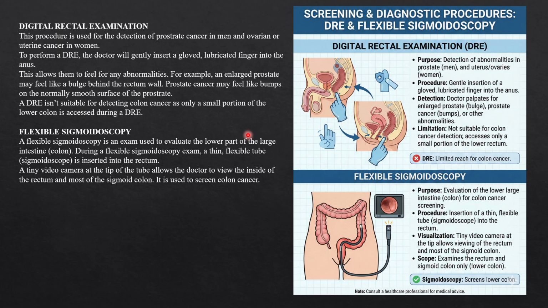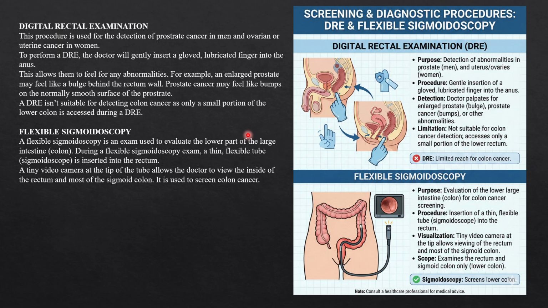So to perform this, the doctor will gently insert the gloved, lubricated finger into the anus, and this allows them to feel for any abnormalities. For example, an enlarged prostate may feel bulged behind the rectum wall, and prostate cancer may feel like bumps or abnormally smooth.